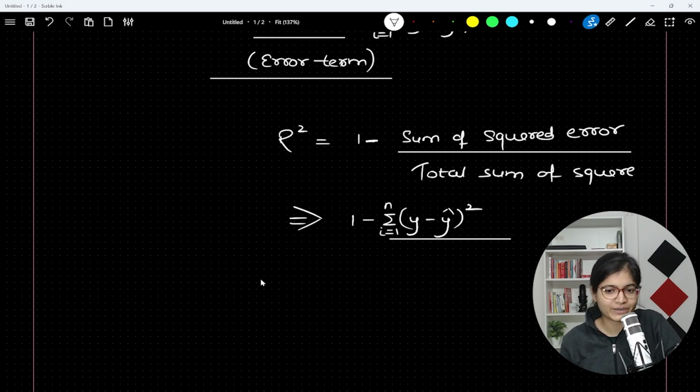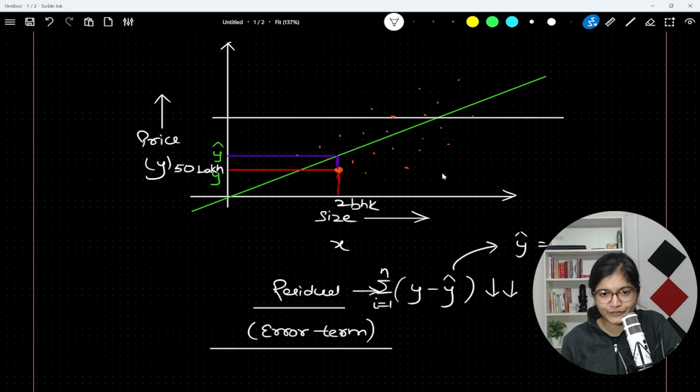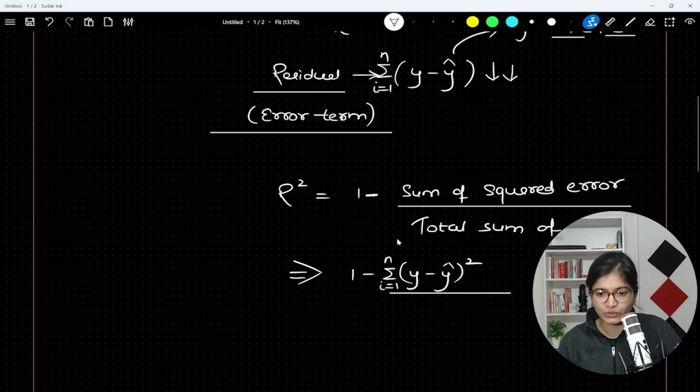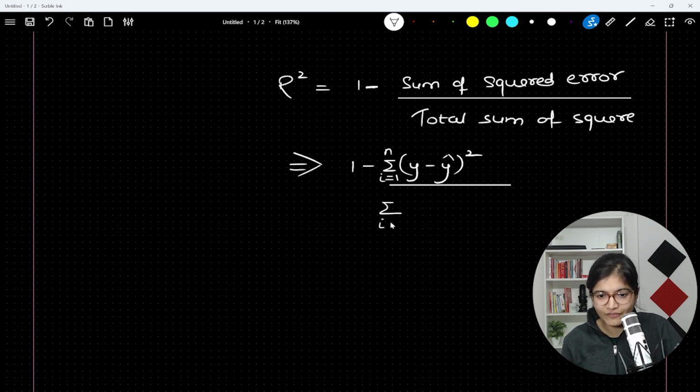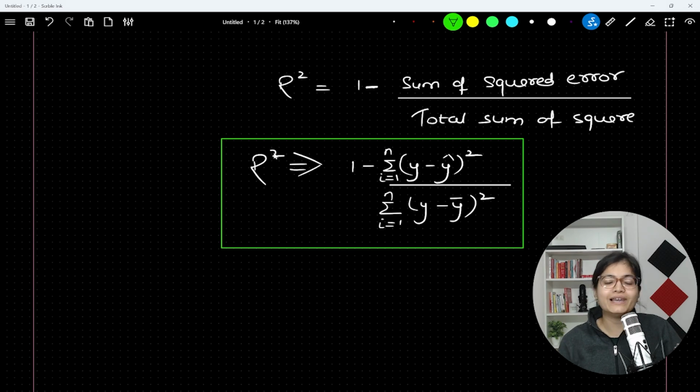So this is what we will get, divided by the total sum of squares. Now, what is the meaning of total sum of squares? Here we are trying to find the average value, and this is nothing but y bar. So the difference or gap between the actual value and the average value of y is something we include in the total sum of squares. So it will be the summation over i equals 1 to n of y minus y bar whole square. This is the way to calculate the value of r square.